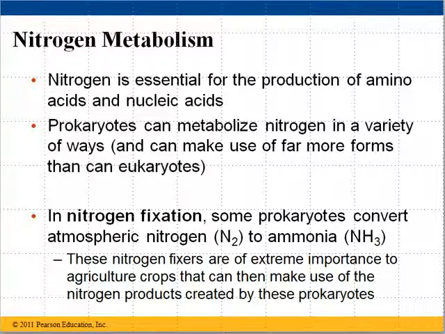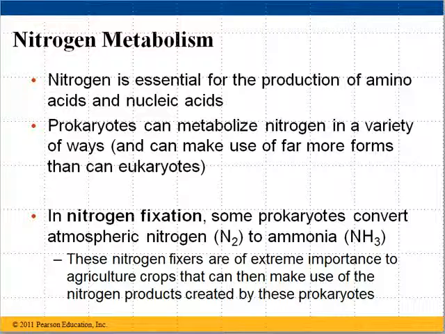Prokaryotes can metabolize nitrogen in a wide variety of ways, and they're actually much better as far as the diversity of nitrogen, the many different forms that they can use. Eukaryotic creatures can really only use certain forms of nitrogen, but many prokaryotes can use a wider variety of types of nitrogen compounds.